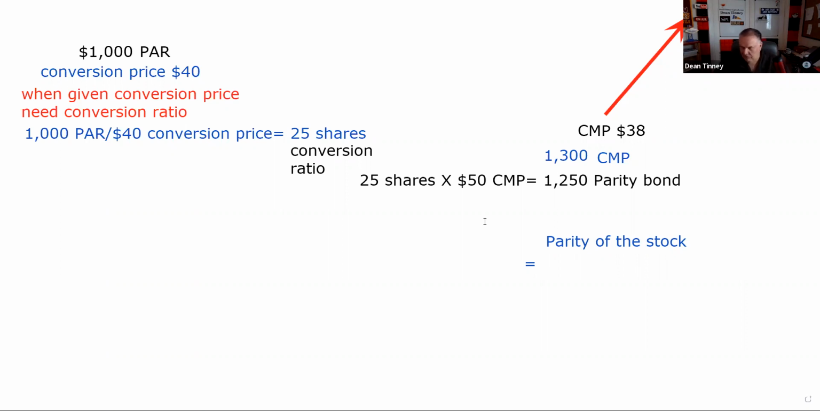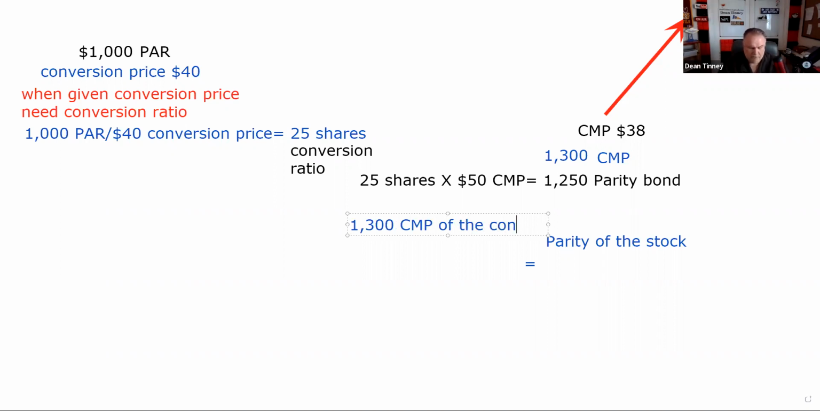I've got to multiply. By the way, we're not multiplying, we're dividing. More often than not, we're going to be dividing. Right. So now we're going to figure out what would make sense. I'm your broker, and I say, well, Lauren, if we buy this convertible bond for 1,300, that's the current market price of the convertible. That's given in the question.